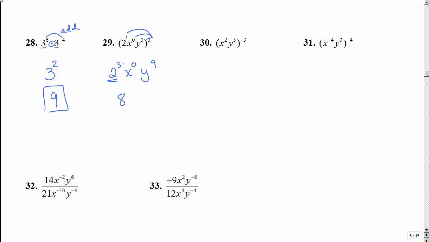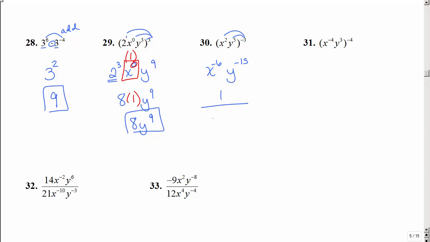That's 8. Now do you remember what that is? Anything other than 0 raised to the power of 0 is just 1. So we're just multiplying by 1. And then 8 times 1, of course, is 8. Here, again, we can distribute. We have x to the negative 6 and y to the negative 15th. But the directions say I cannot leave my answers with negative exponents. So how do I make negative exponents into positives? You take the reciprocal of their bases and change the sign of your exponent.